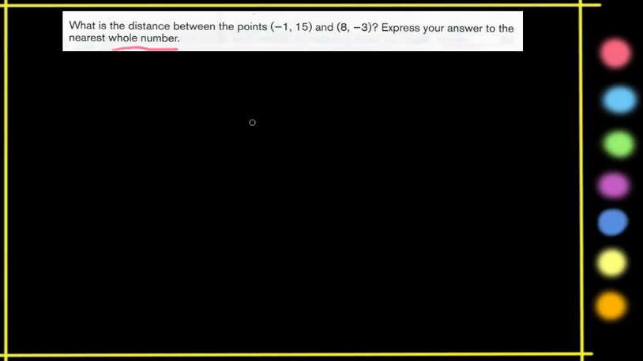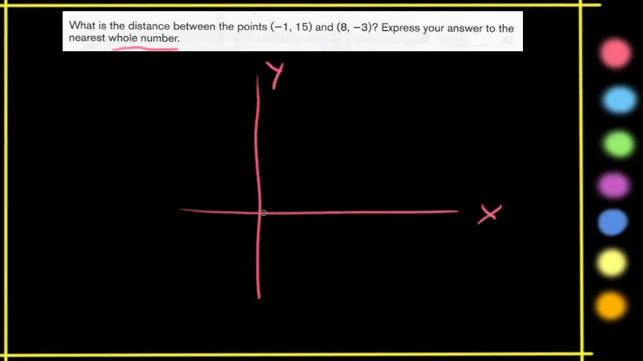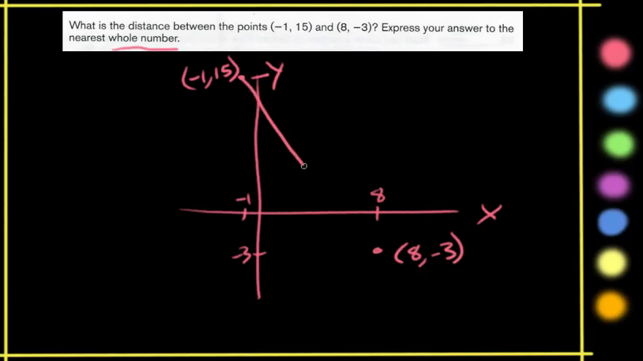Okay, so we could graph this, I suppose. There's not a lot of benefit to graphing it, but we'll do it anyway. So we've got an x-axis and a y-axis, and we've got a point at (-1, 15), so it's way up here. So this is (-1, 15), that's one point. And the other point is at (8, -3). So we go over to 8 in x and -3 down here. And that gives us this point, (8, -3). And the question is, what's the distance between these 2 points, right?